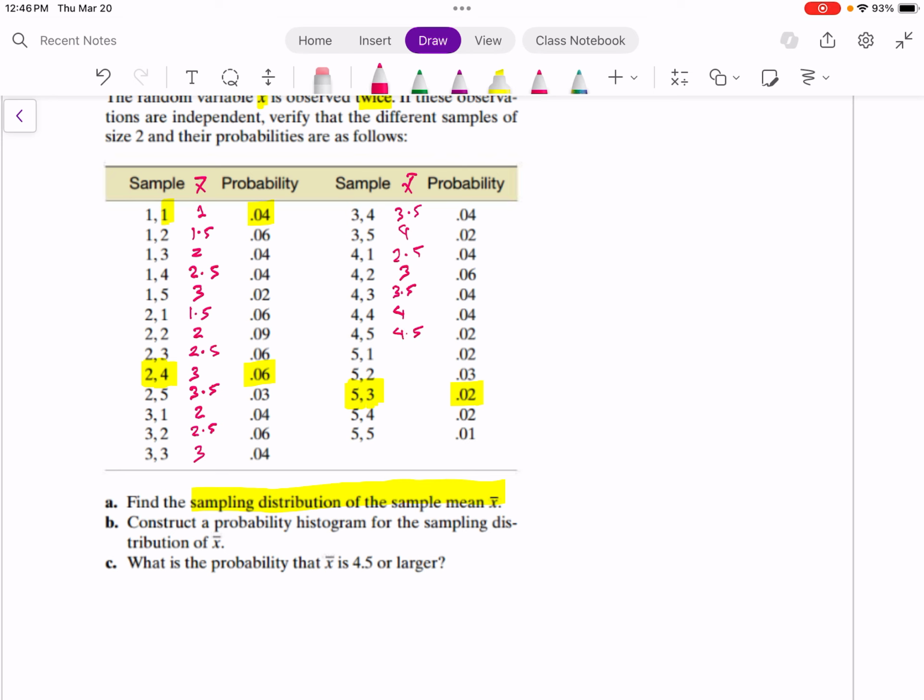5 plus 1, 6 divided by 2, 3. 5 plus 2, 7 divided by 2, 3.5. 5 plus 3, 8 divided by 2, 4. 5 plus 4, 9 divided by 2, 4.5. This is 5. So we find the mean for each sample. Okay. Now creating a sampling distribution means we are making a table.